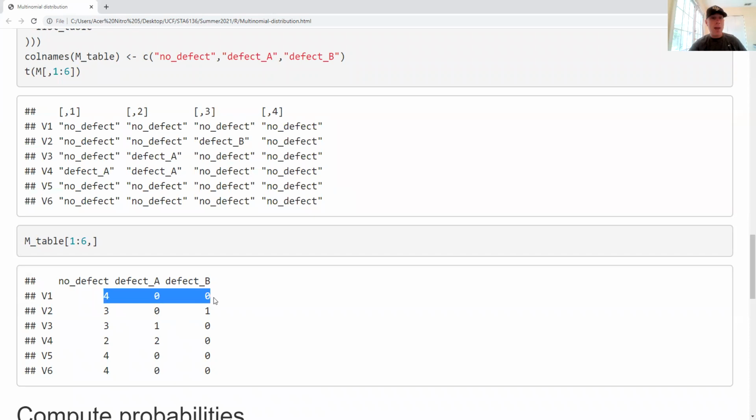And I can see that for the first one, it was 4 no defects, 0 defect A, 0 defect B. On the second one, I had 3 with no defect and 1 defect B. Notice when I have a table representation, I don't care about the actual order in which I came across things. I just care about the total counts of what I observed.